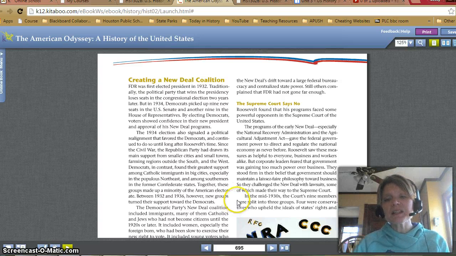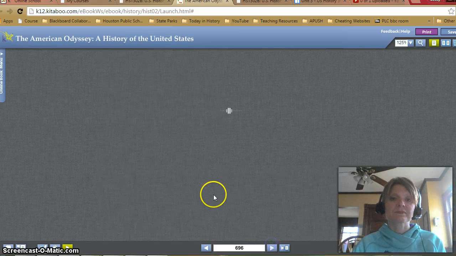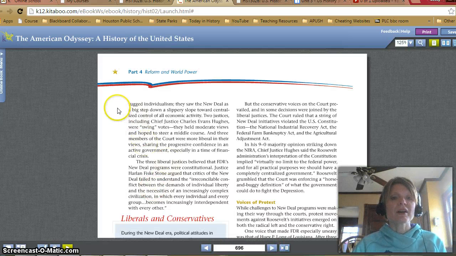In the mid-1930s, the court's 9 members were split into 3 groups. 4 were conservatives who upheld the ideals of states' rights and rugged individualism. They saw the New Deal as a big step down a slippery slope towards centralized control of all economic activity. 2 justices, including Chief Justice Charles Evans Hughes, were swing votes. They held moderate views and hoped to steer a middle course. And 3 members of the court were more liberal in their views, sharing the progressive confidence in an active government, especially in a time of financial crisis.